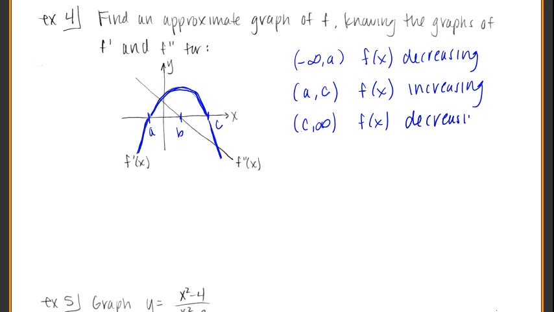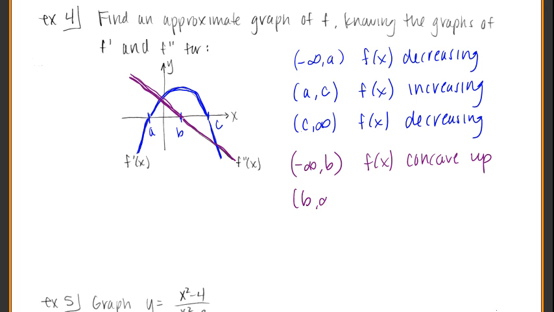Let's do the exact same thing now with our second derivative, which is this line. From negative infinity to B, my second derivative is positive because it's above the x-axis, so I should be concave up. After B, from B to positive infinity, I'm below the x-axis with my second derivative, so it is negative and my original function should be concave down.